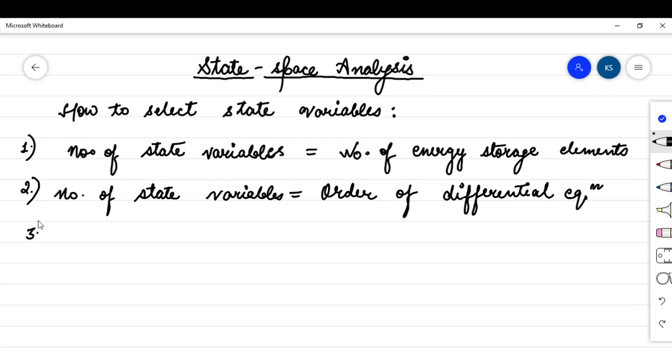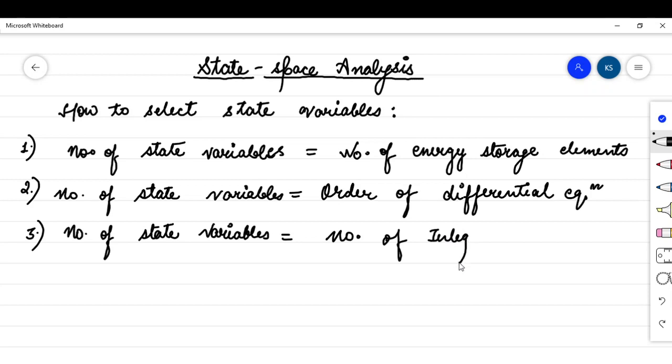And third one is, number of state variables can also be defined if we know the number of integrators present in a network. So if there are 3 integrators, we can say 3 state variables are needed to represent a state space model. We represent integrator in Laplace transform by 1 by s.